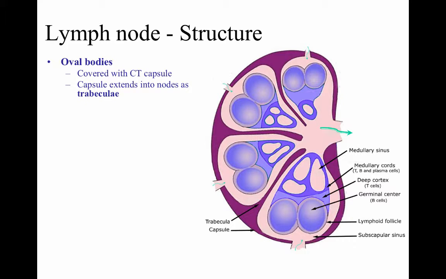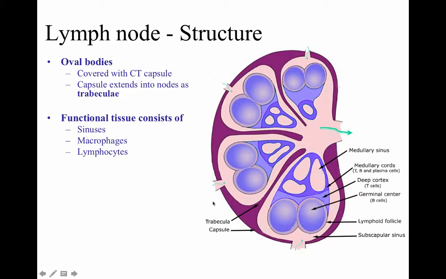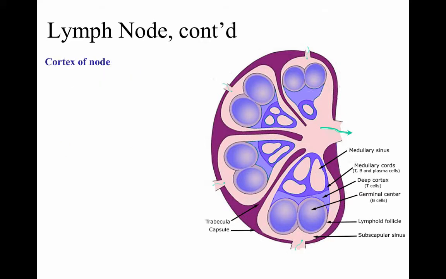This capsule extends into the nodes as trabeculae, so we see these trabeculae that travel in. The functional tissue consists of sinuses. We see these different sinus areas, macrophages that exist within the mix, and we're loaded with lymphocytes, with B and T, as well as plasma cells. These lymphocytes are all over the lymph nodes.